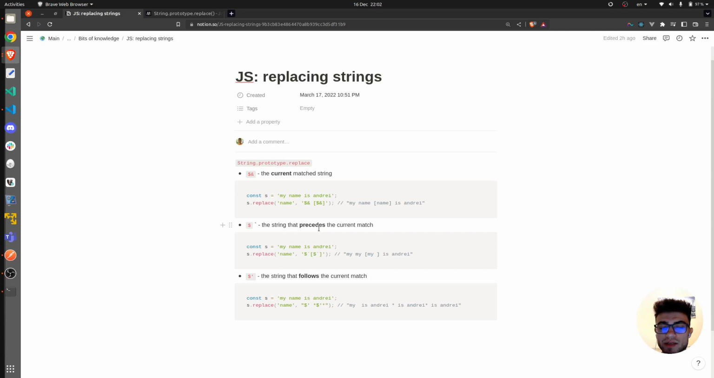And on the other side there is $ sign followed by a quote, and that will refer to the string that follows the current match. And the way I think about this too is that the backtick is more on the left side of the keyboard, whereas the quote is more on the right side of the keyboard. And if you think about them like that, then I hope that it sort of comes naturally.